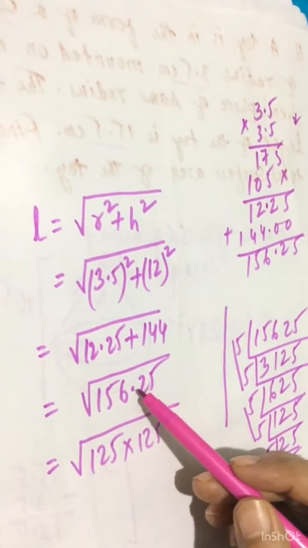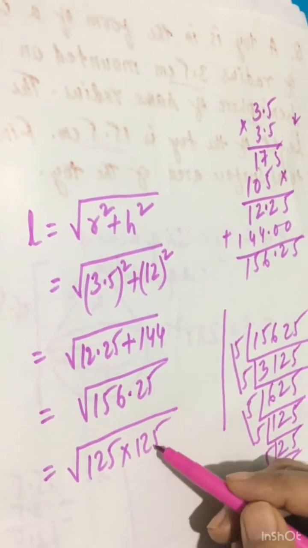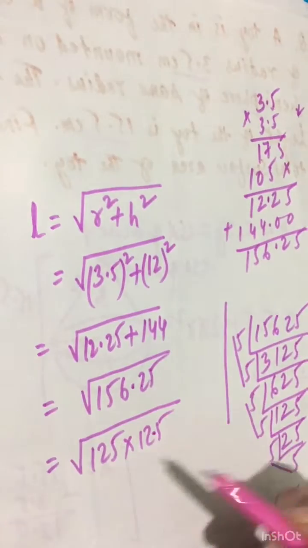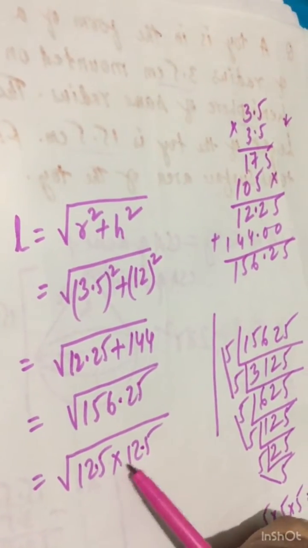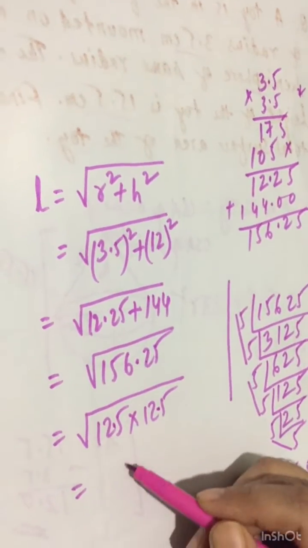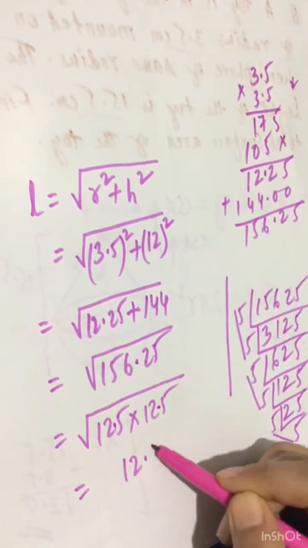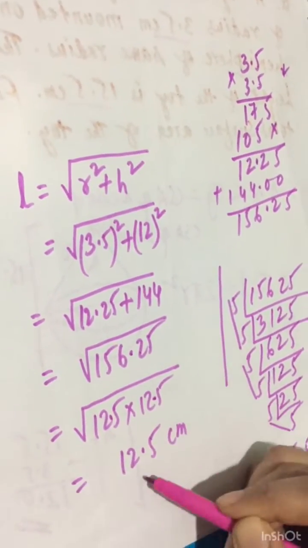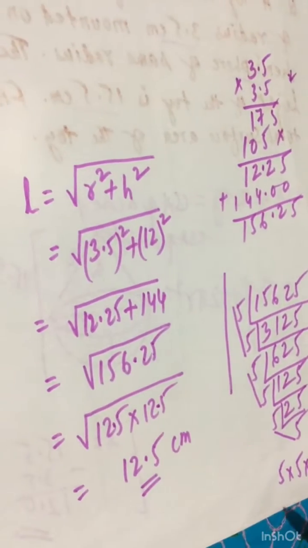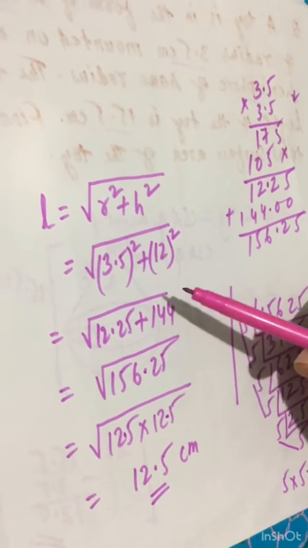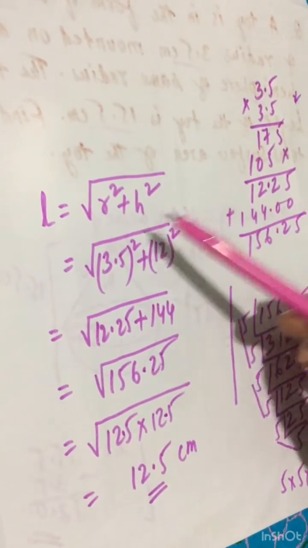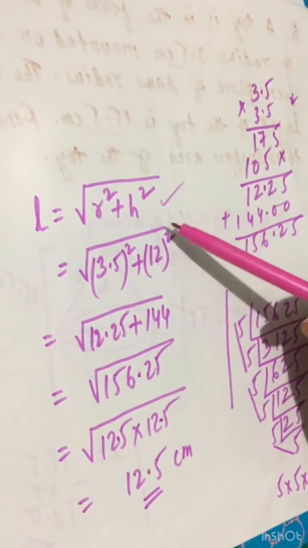So here after the decimal there is 1, 2, so I will divide this way. That means 12.5 into 12.5. So 1 will be out, 12.5. So this is the value of L. So this is an extra calculation because L was not given in the question. So this is the way how to find L.